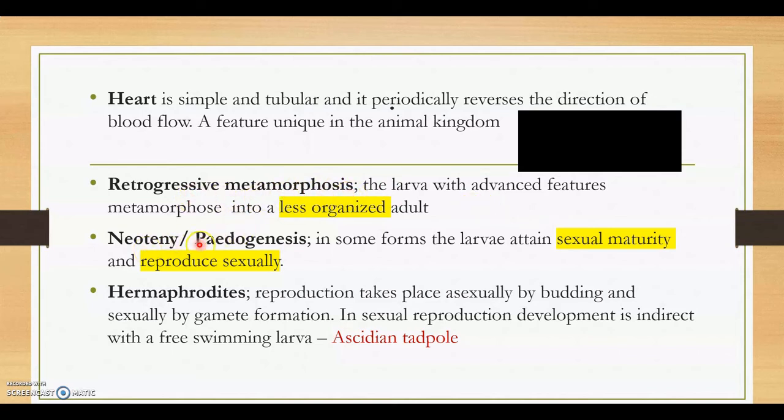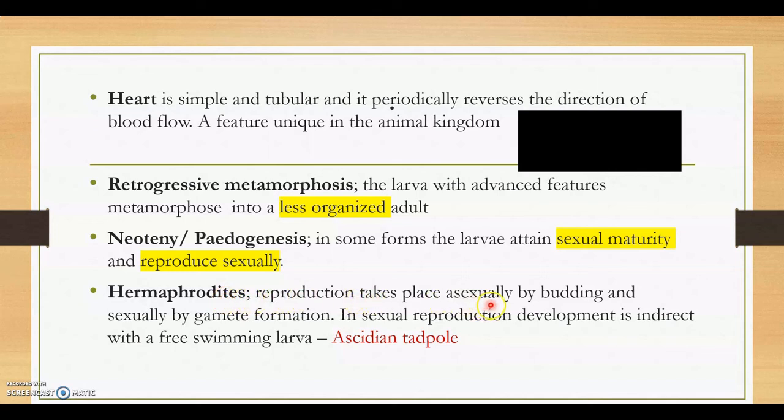Neoteny is another important character, also called pedogenesis. You have heard about the pediatrician. Pedo means what? Related to a child. So pedogenesis or neoteny means the larva attains sexual maturity and reproduces sexually. This condition is called pedogenesis. And the next one is hermaphrodite.